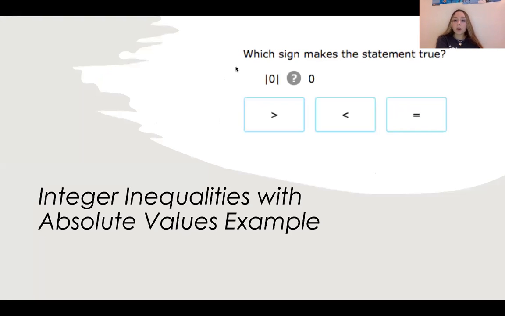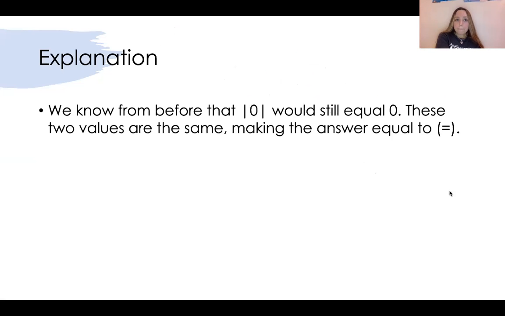And then another example I have is, which sign makes the statement true? I have the absolute value of 0 and then 0. So yeah, I'll let you guys do that on your own first. You can pause the video, but here is the explanation. We know from before that the absolute value of 0 is going to check out to be still equal to 0, and the two values are the same. So we know that the answer should still be equal to.